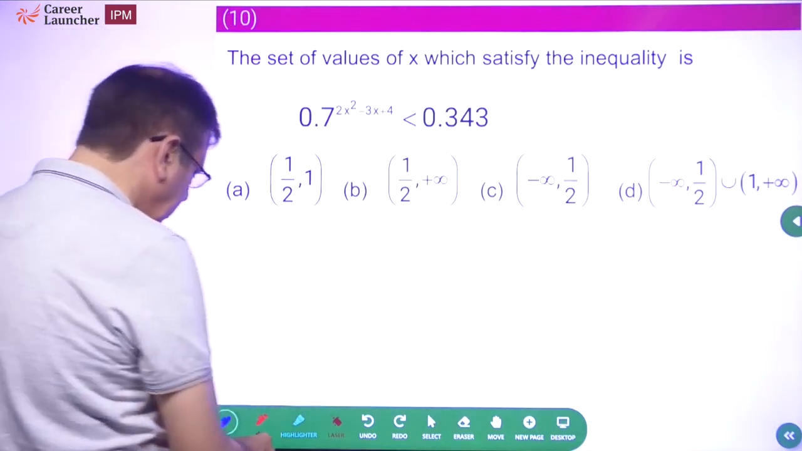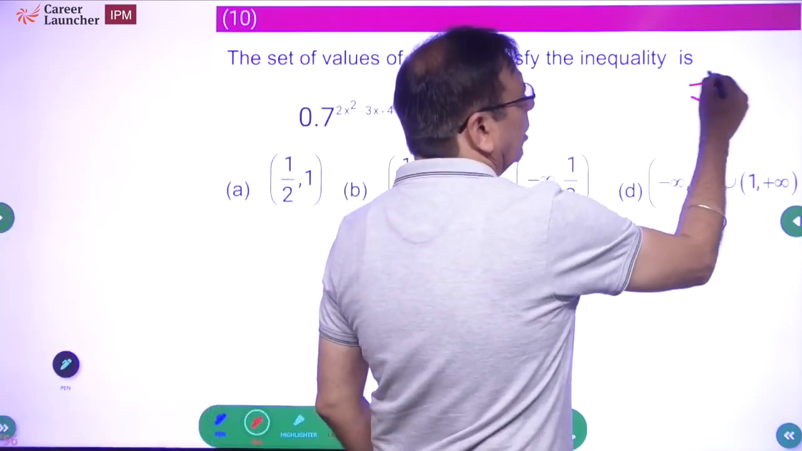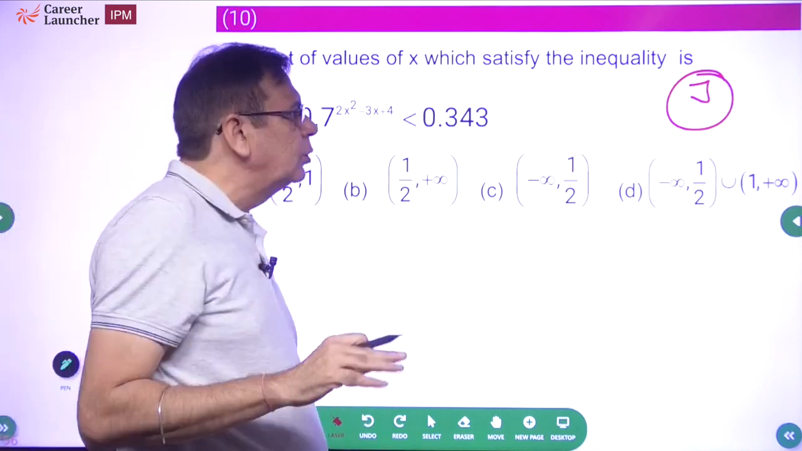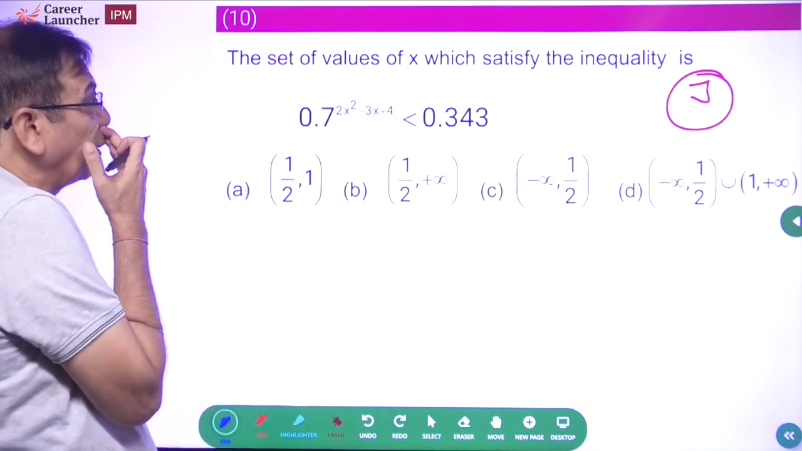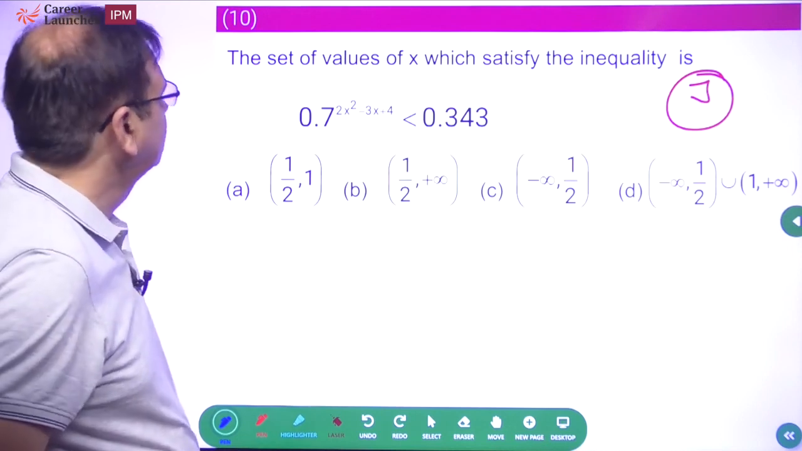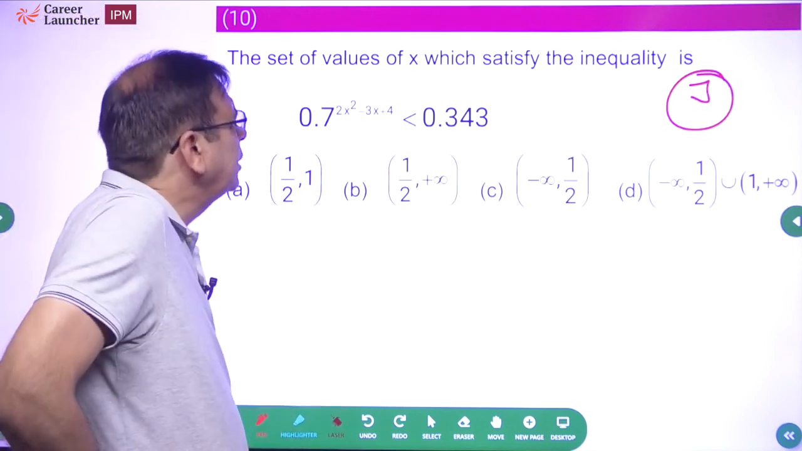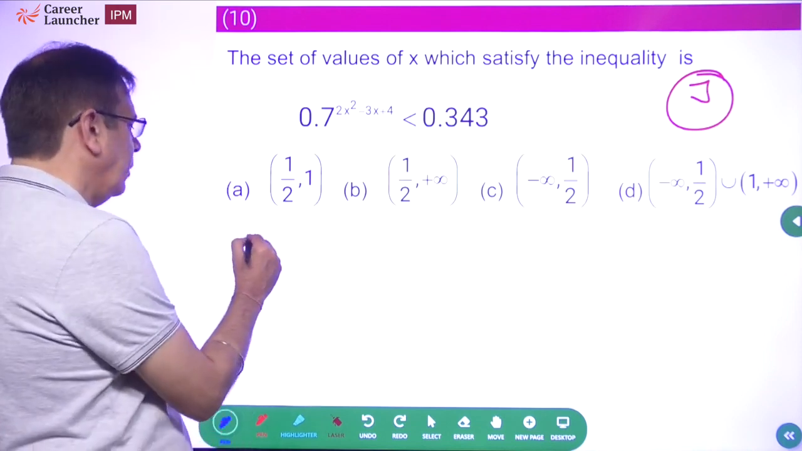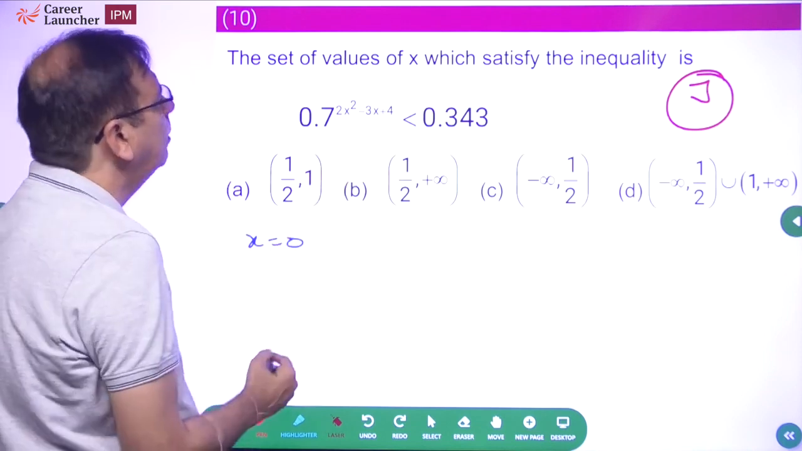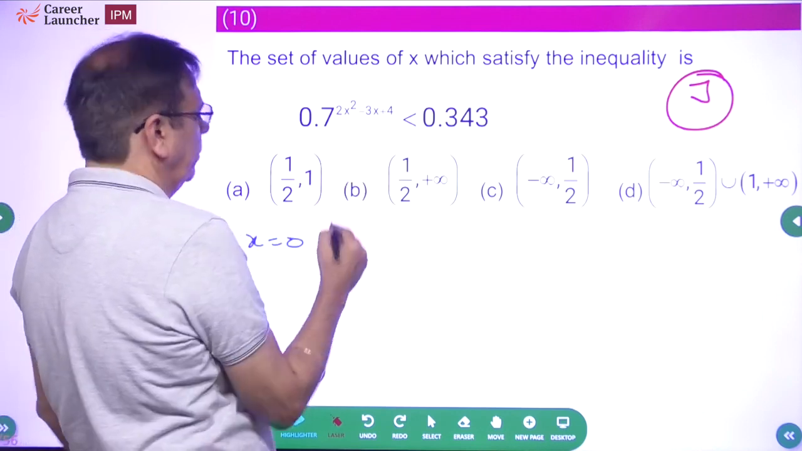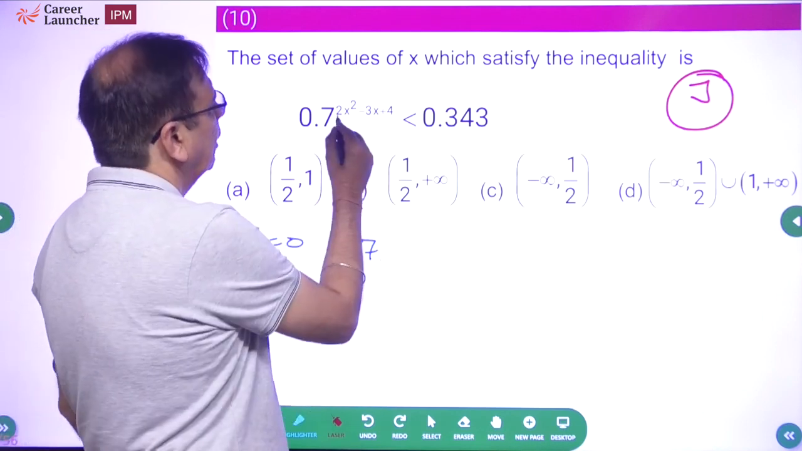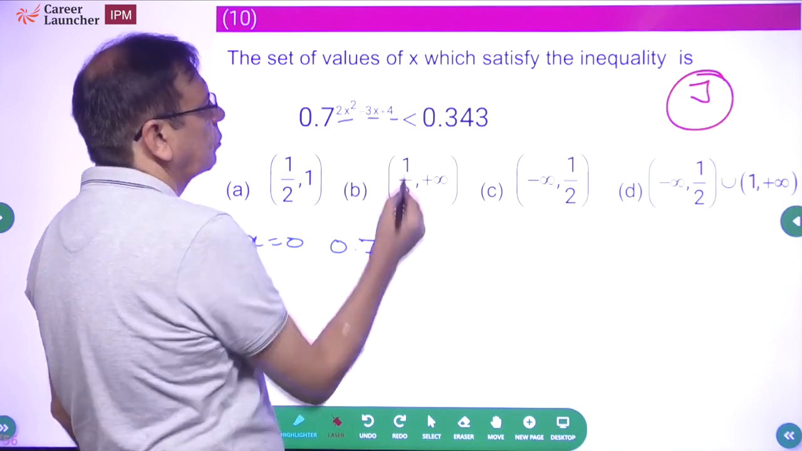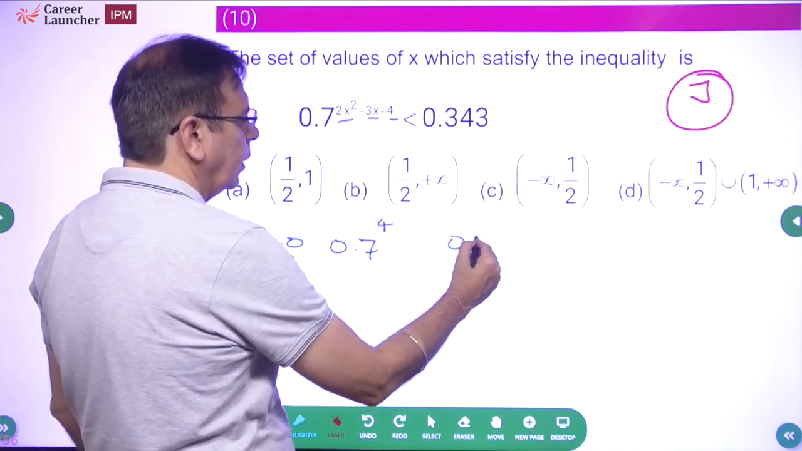Another jugaad question. All these inequality questions, please remember, are our jugaad questions. What we will do is substitute values. Set of values of x which satisfy this inequality. Take a value, substitute. Which is the simplest value to take? X equal to 0. If x is equal to 0, what does this become? On the left hand side 0.7 raised to power 0 minus 0 plus 4. On the right hand side 0.343.